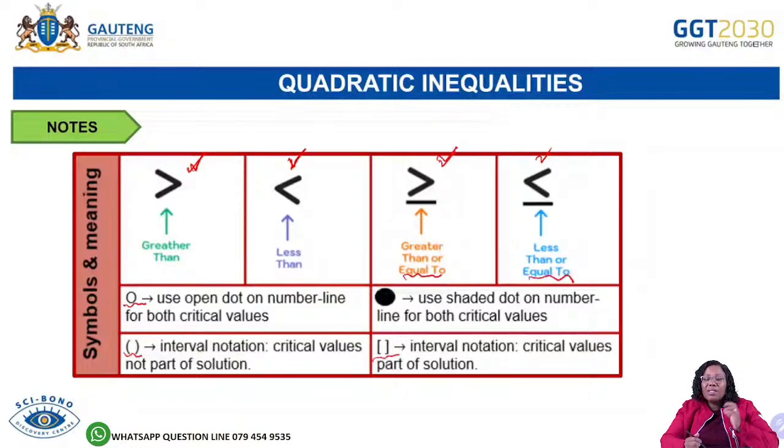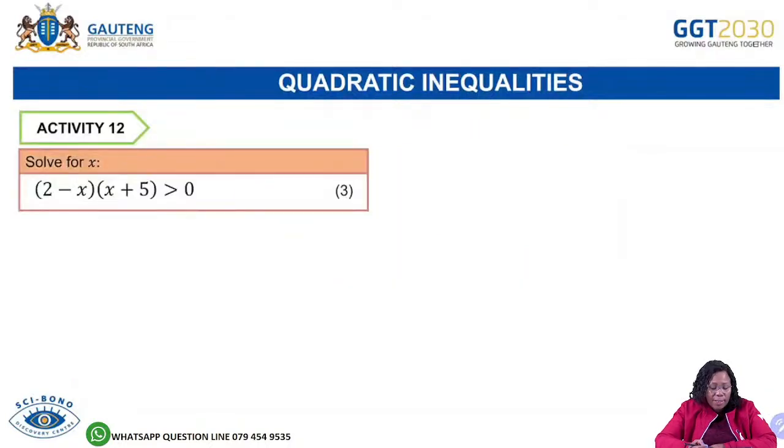Okay, so that is the difference between the two. No equal sign: open dot, round bracket. With equal sign: it's a closed dot with the square bracket notation. So that is the notation on quadratic inequalities.